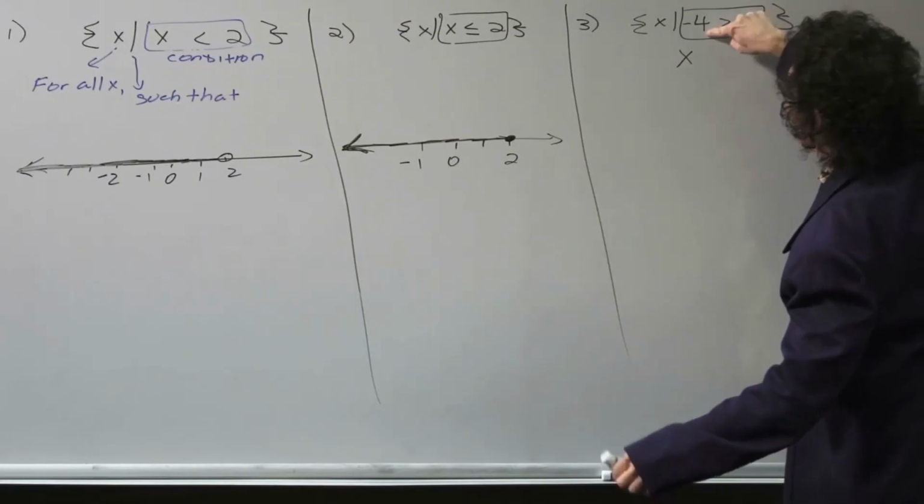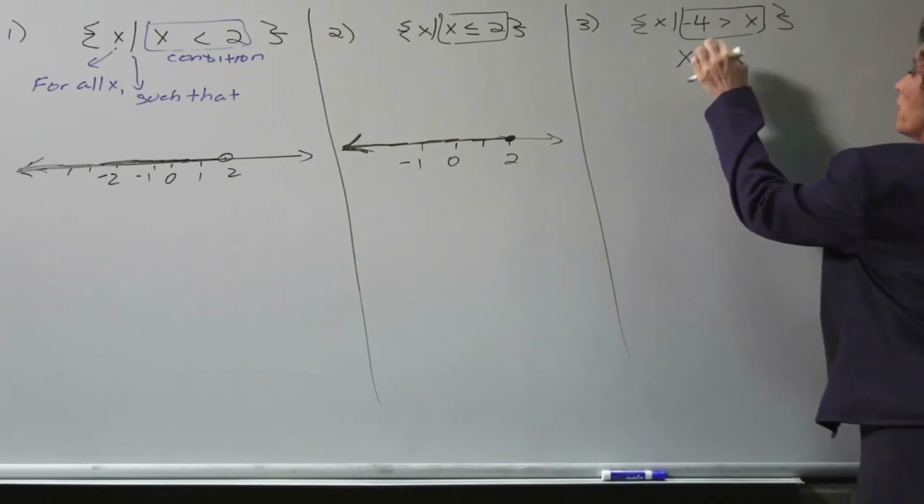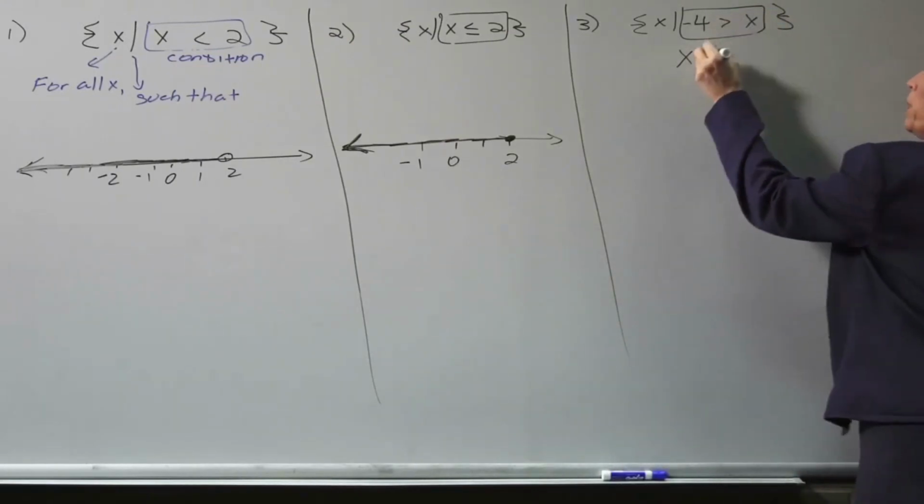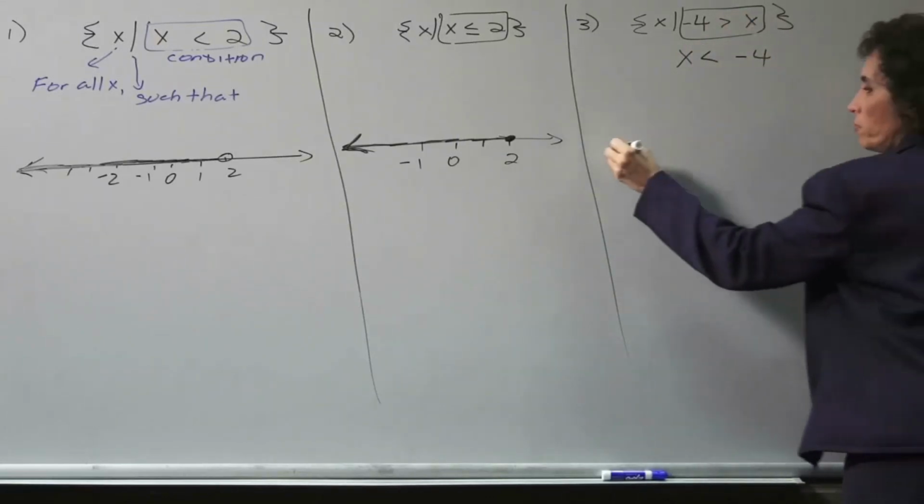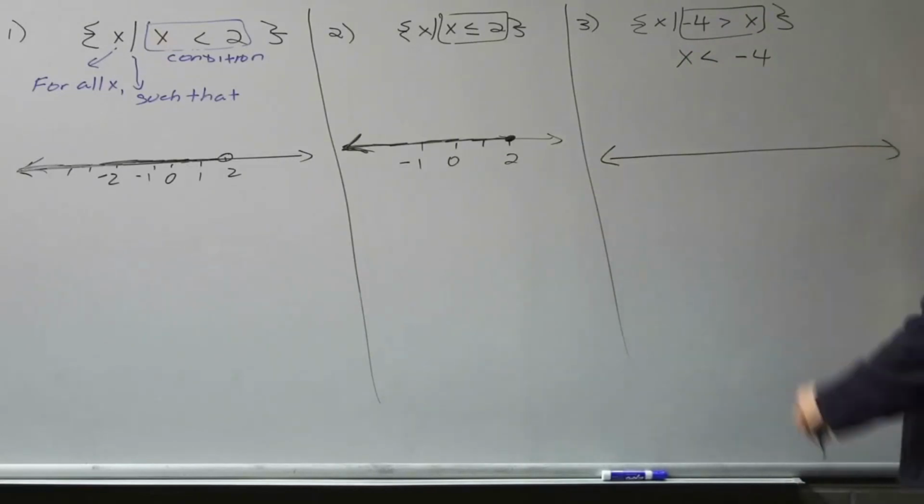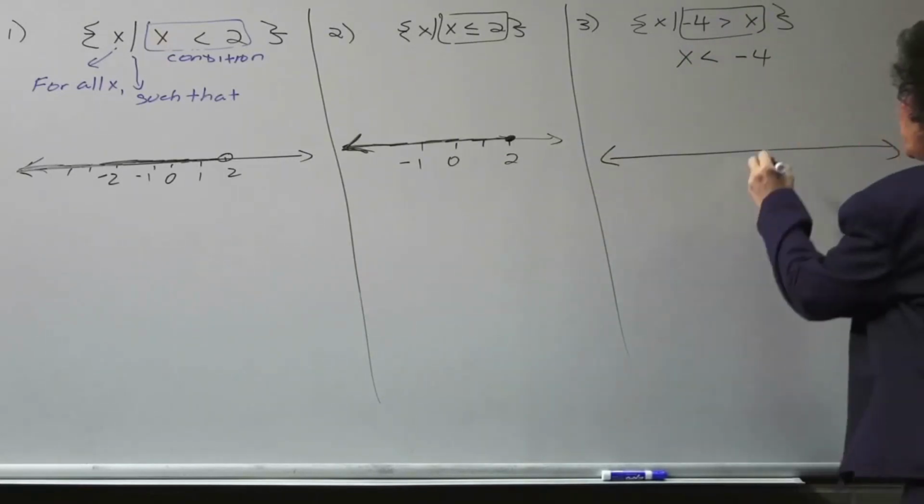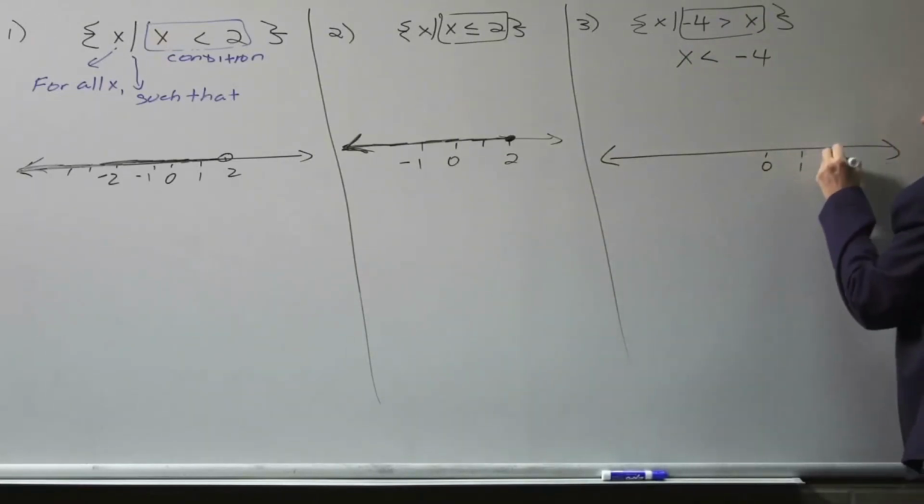X is less than -4. Pointy part is pointing to the x. X is less than -4. That makes it easy for me to graph that. I'm not including the -4.